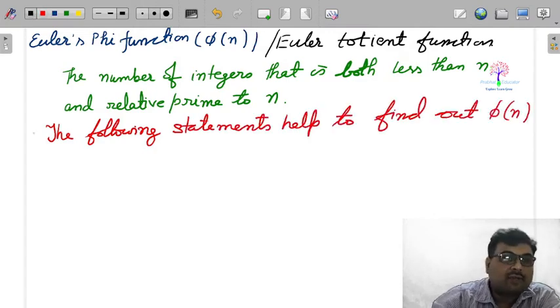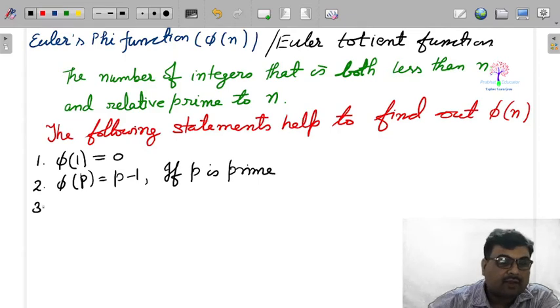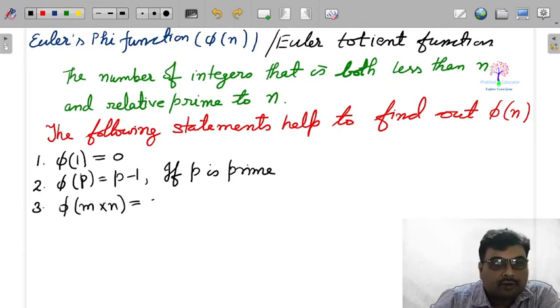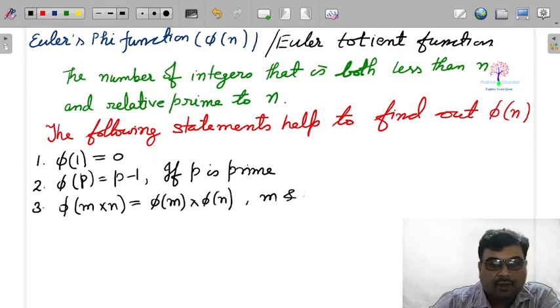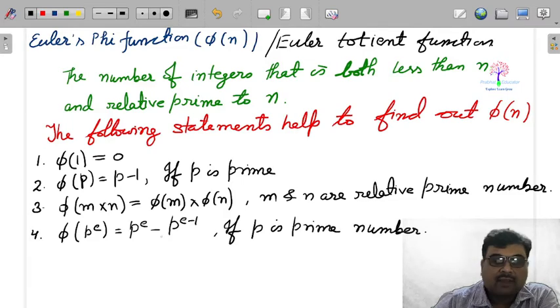So what are the statements? First statement is phi 1 is equal to 0. Second statement, phi p is equal to p minus 1 if p is prime. Third, phi m times n is equal to phi m times phi n, where m and n are relatively prime numbers. Fourth, phi p to the power e is equal to p to the power e minus p to the power e minus 1, where p is a prime number.